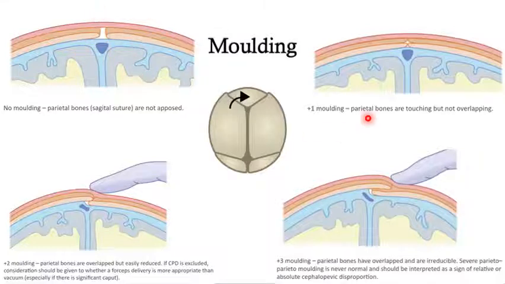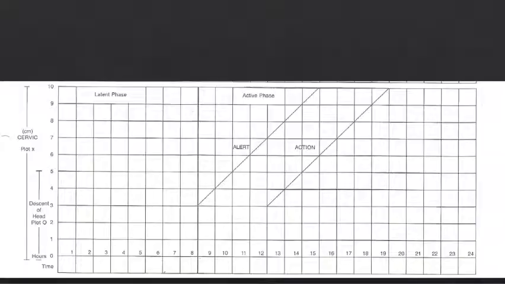So this is called no molding when you do not feel the parietal bones touching each other. Molding is 1+ when the parietal bones touch each other. It is 2+ when they overlap but it is easily reduced. And then it is 3+ when they overlap and you cannot push the suture back. 3+ is a sign of obstruction.